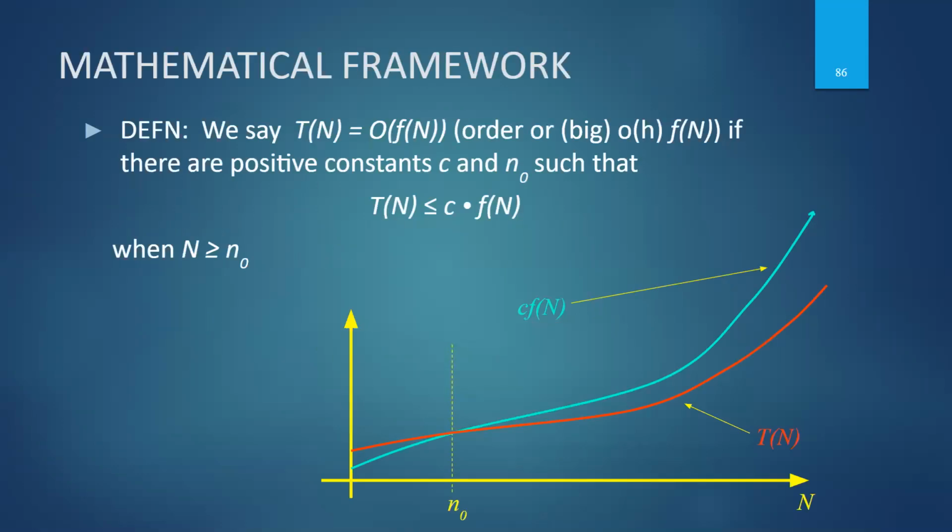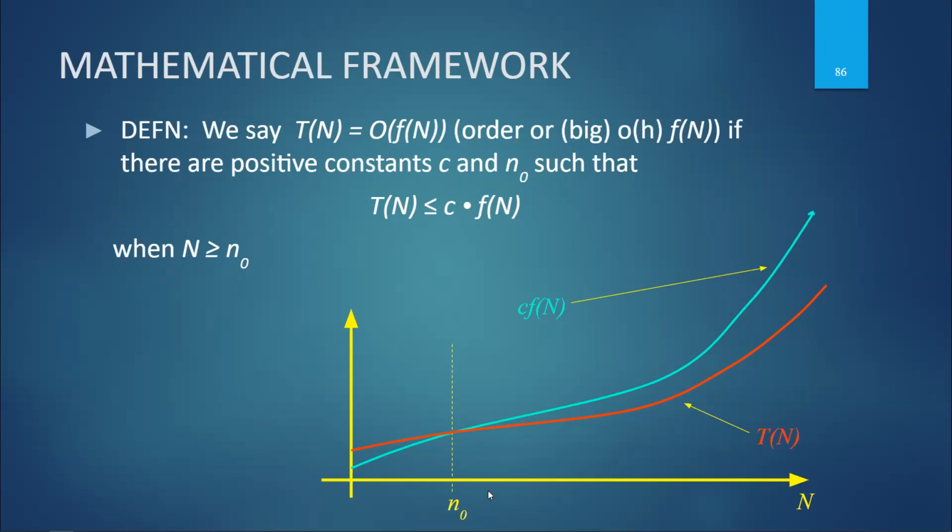Algorithm analysis is a mathematical framework for analyzing algorithms. We say T(n), which is the time complexity of an algorithm, is Big-O, that is, order of f(n), when there are positive constants c and n0 such that T(n) is smaller than or equal to c times f(n).